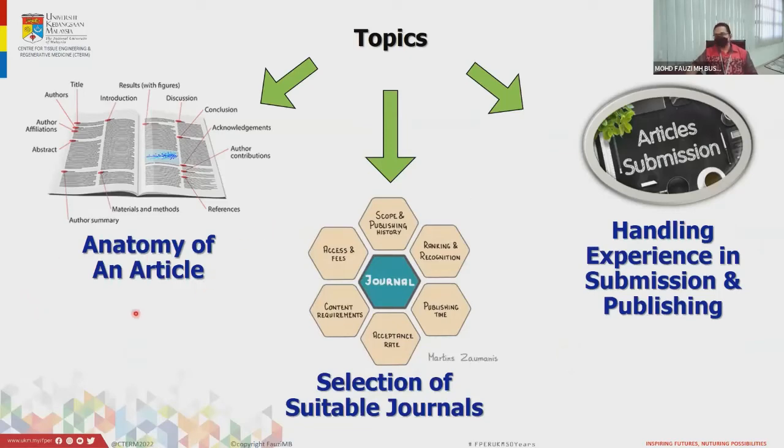The first topic will be the anatomy of an article. Then we will go to the section on suitable journals. And last but not least, handling experience in submission and publishing.